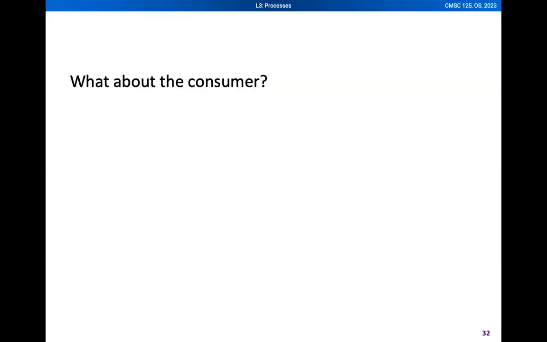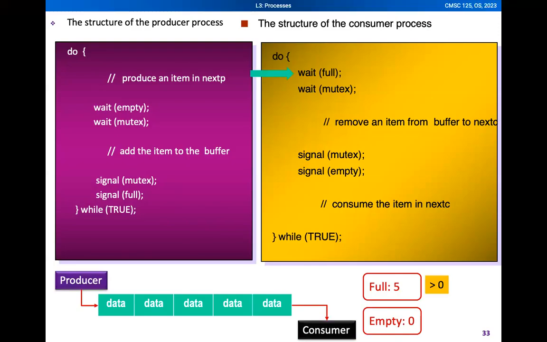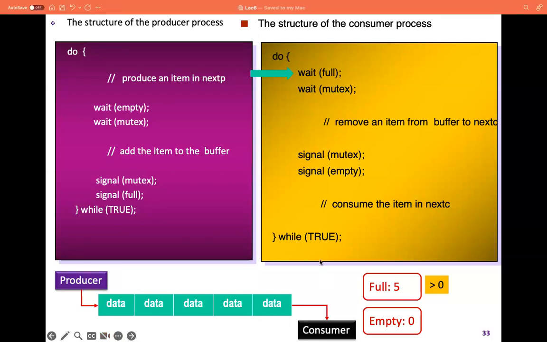So, yeah. What about the consumer? Now, what the consumer does is to grab data from the buffer. Okay? So, this is its process. So, it must wait for the full. It must wait by making use of the full semaphore. So, it checks if that full semaphore is greater than 0. Okay? That means that it is essentially checking if there are any buffers that have data.